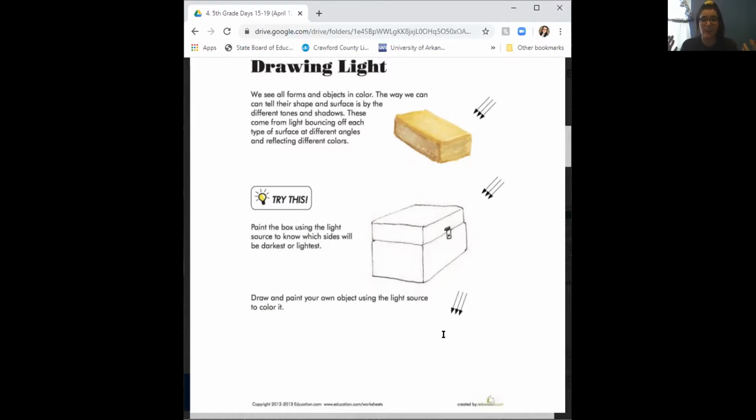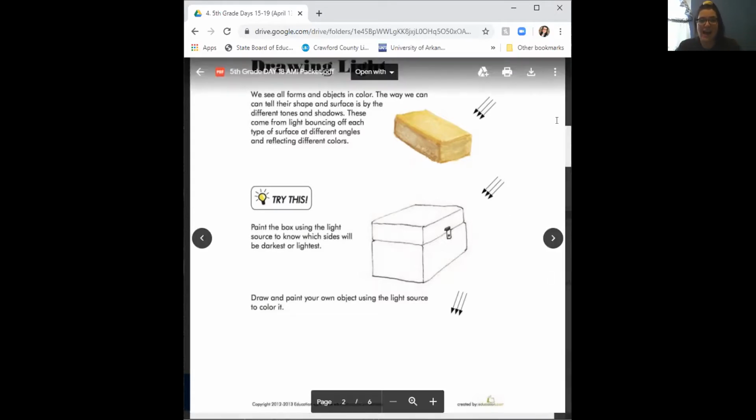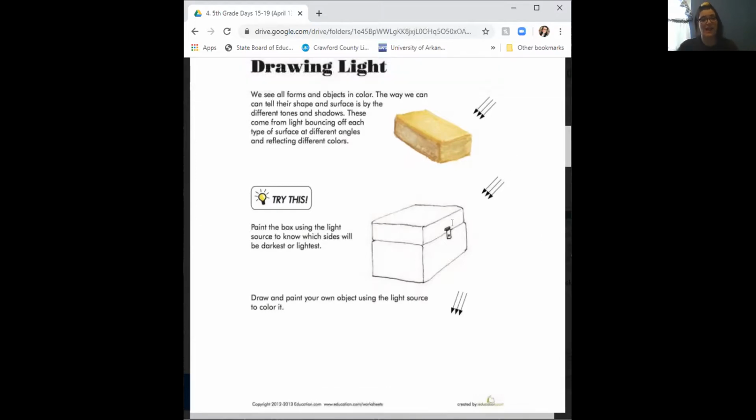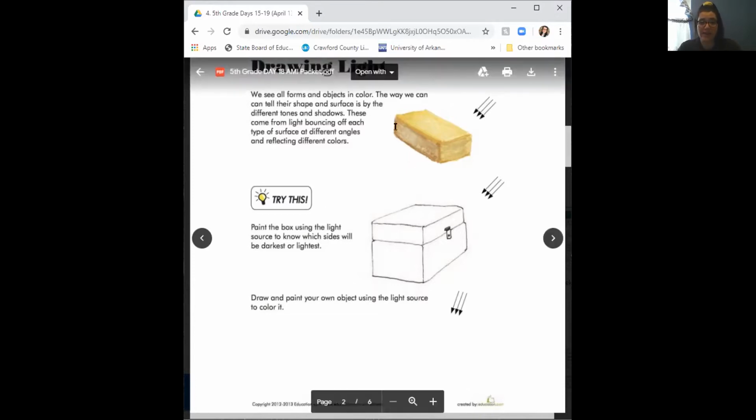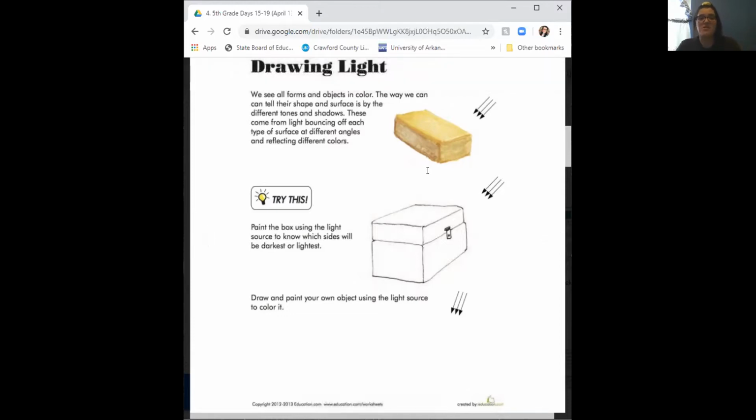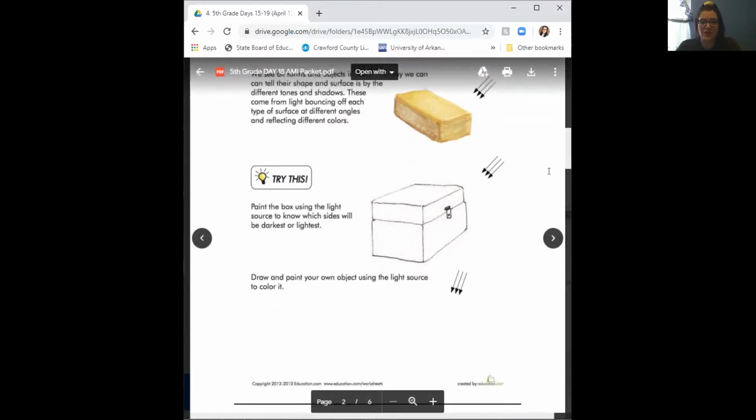But if you still need help with it, let me know, message me, and I'll try and help you on your science part today, because it is a little confusing and it's a different way to think of things. But just think about it as wherever your light source is directly hitting the object is going to be the lightest part of the object. And whatever part of the object is not being directly touched or hit by the light is going to be the darker side of the object. So that is your science for today.